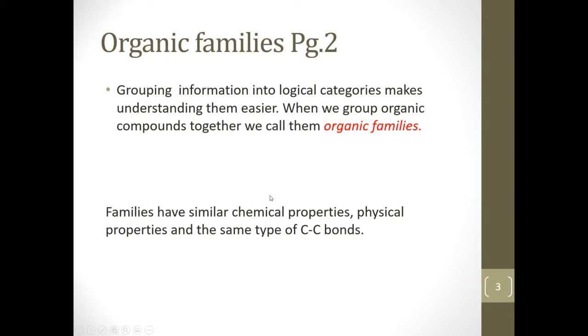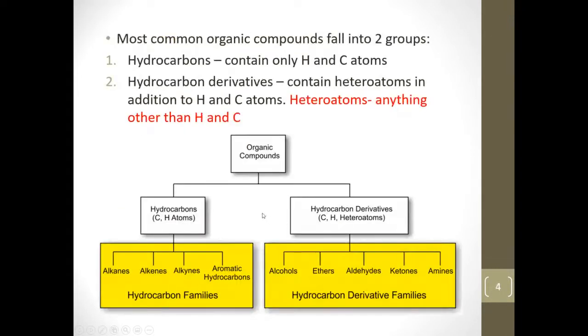So starting out with organic families here, the premise behind it is, of course, grouping information. If we put them into logical categories, hopefully it makes understanding them easier. When we group organic compounds together, we call them organic families. And these families will have similar chemical properties, physical properties, and the same types of carbon-carbon bonding. So we looked at some of that in the previous ILM. So most of these organic compounds, at least the ones that we're studying, fall into two basic groups. The first group we've studied in the last ILM, which was basic hydrocarbons, which contain only the hydrogen and carbon atoms in different configurations and different bonds.